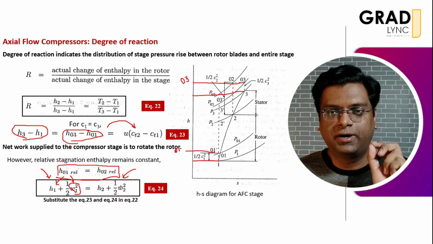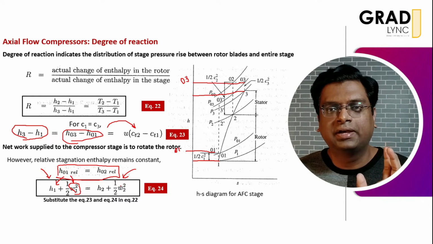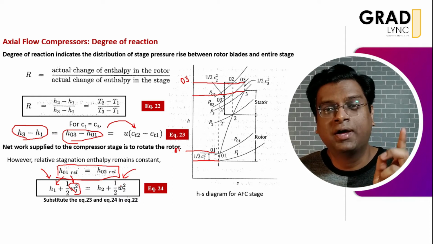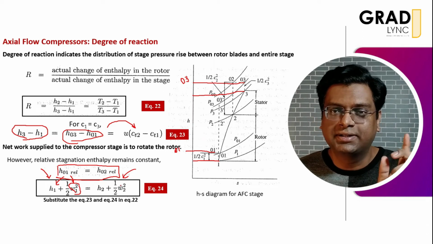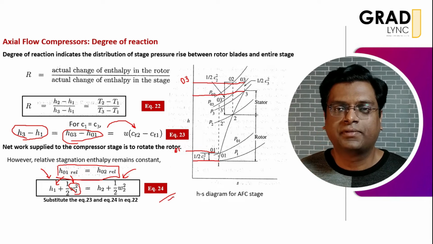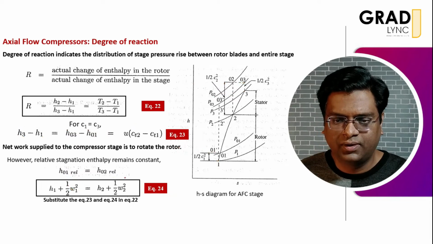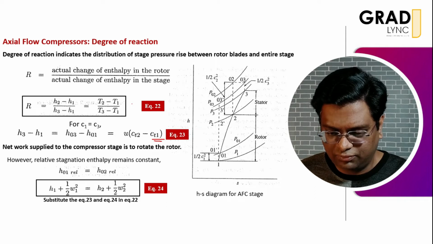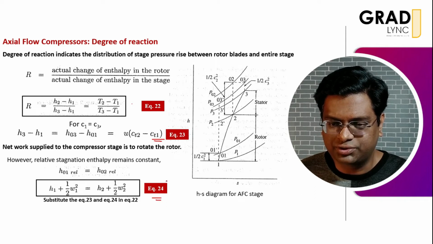If we are talking about W, it is not C, the absolute velocity, and it is not the axial velocity. It is the relative velocity, hence the relative enthalpy. So let's call this equation number 24. Now let's substitute equation number 23 and equation number 24 in equation 22.